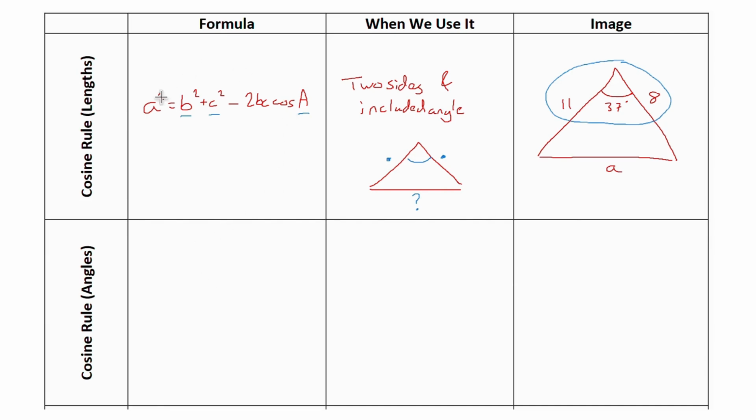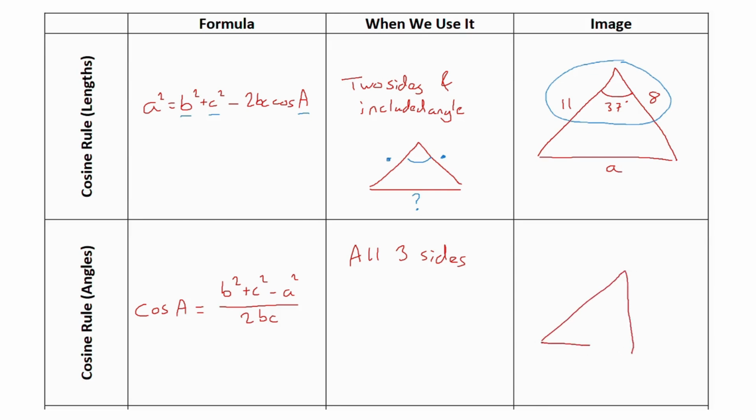The cosine rule for angles is just a rearrangement of this formula, which is cos A is equal to b squared plus c squared minus a squared over 2bc. We use this when we know a, b, and c, the lowercase ones, so that's when we know all three sides. So an example might be something like, we've got 15, 12, and 7, and we want to find one of the angles. So we want to find this angle here.